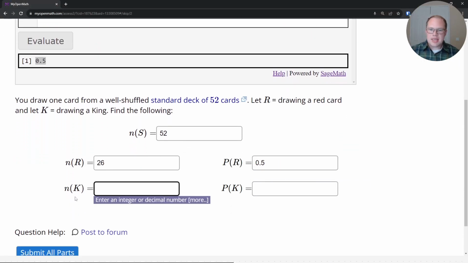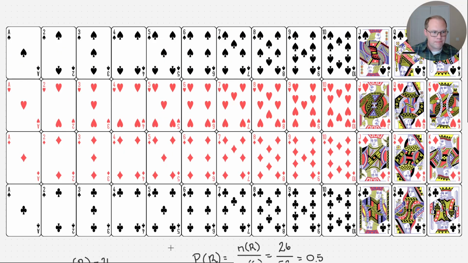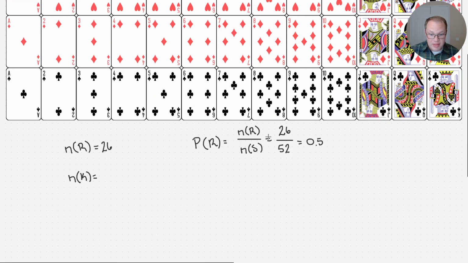N of K is the number of ways we could draw a king. So again, we look at the deck and we just have to count them up. Nothing fancy going on here. We're just counting. Here are the kings over here, and they're pretty easy to count. There's 1, 2, 3, 4 kings all together. And that's it. The number of kings is 4. There are 4 outcomes that result in us getting a king. There are 4 ways to draw a king from the deck.